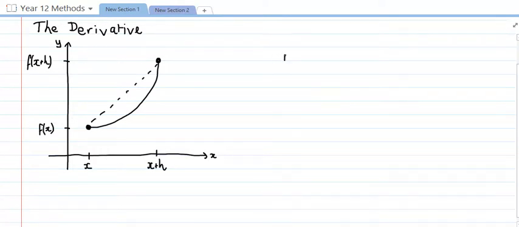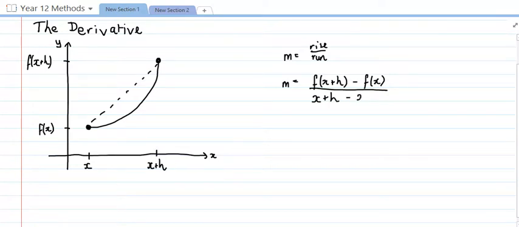So I'm just going to write m equals rise over run. This really is going back to things that you were learning several years ago. The rise in this case would be f of x plus h minus f of x, the difference between those two values, and that will be over the run, which is going to be x plus h minus x. Lastly, that can be simplified a little bit to become f of x plus h minus f of x, over h, because the x's cancel each other out to just leave h in the denominator.